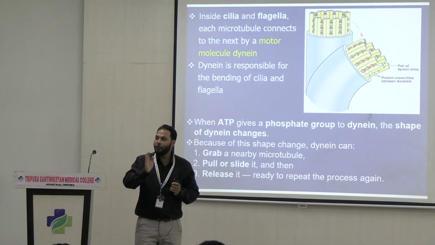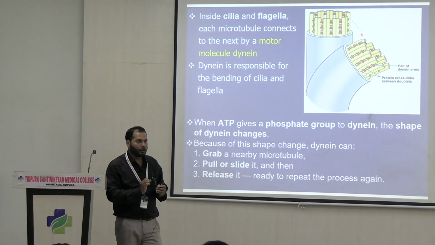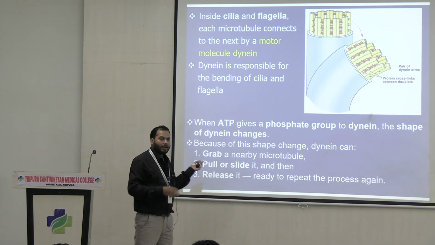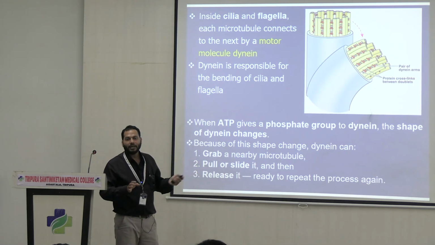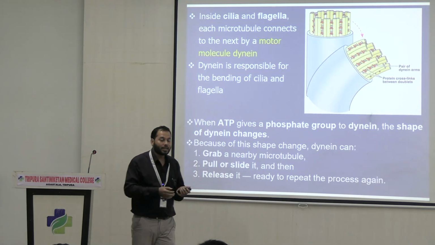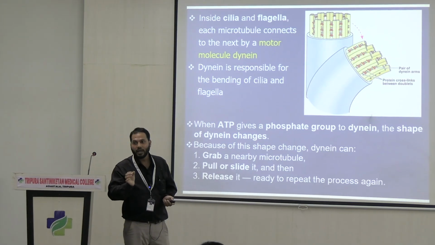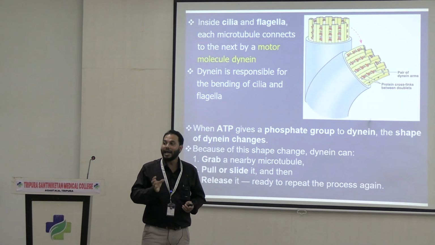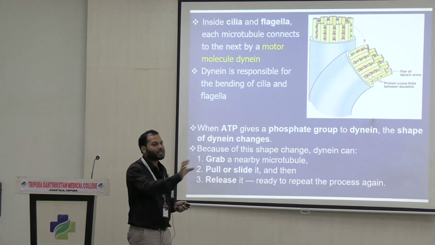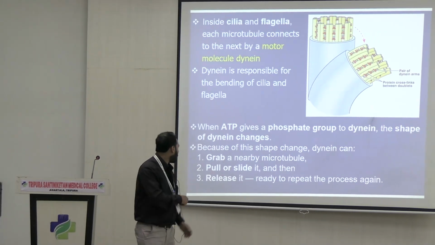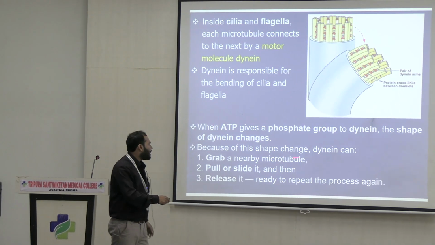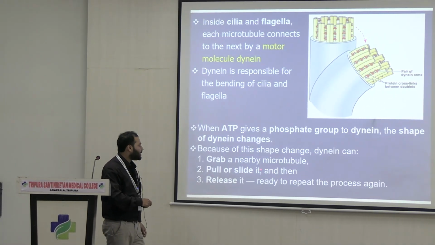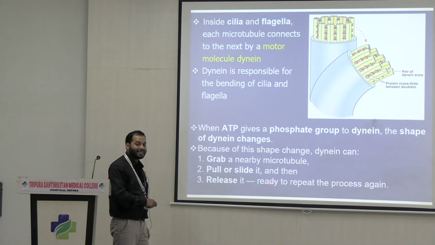And here, during movements, how the dynein plays an important role. During this process, when ATP is supplied, conformational changes occur in the motor protein, and due to these conformational changes, the motor protein is able to grab the adjacent microtubule, right? So it first grabs the nearby microtubule, and after that it pulls or slides it, and then it releases it.